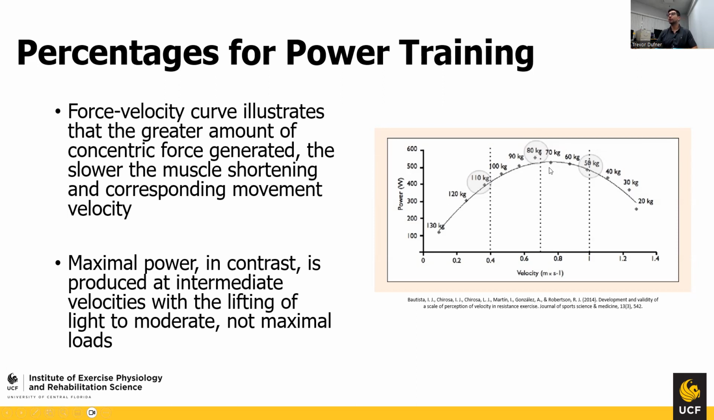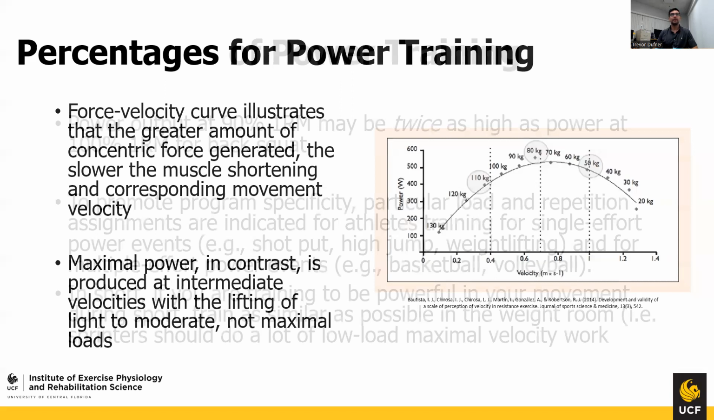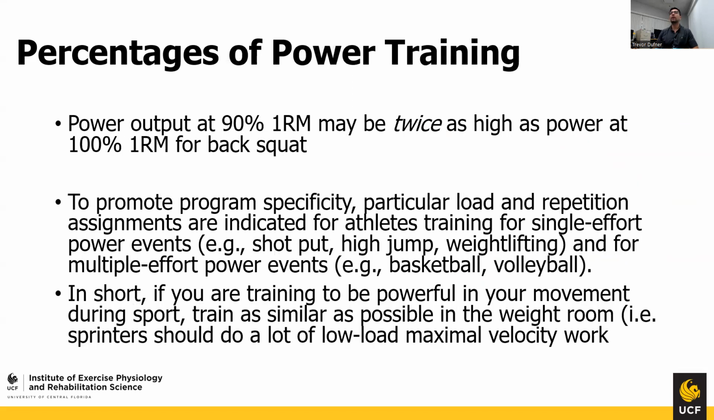And so if you're trying to do power training, that's why you see people will do anything from like 4 to 8 repetitions of maximal repetitions when they're moving that load or resistance as fast as they possibly can. So you get percentage of power training, right? So power output at 90% of 1 RM may be twice as high as power output at 100% of the 1 RM of back squat. So when you're training power, usually you don't do maximal weight, right?